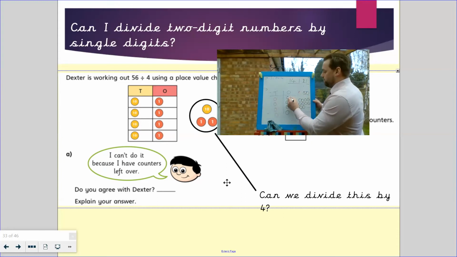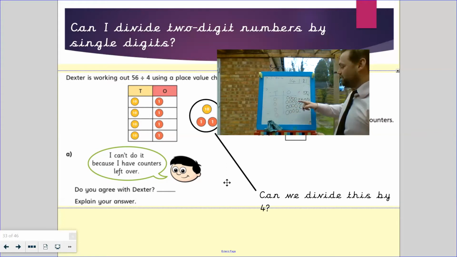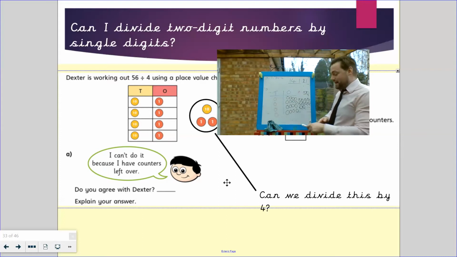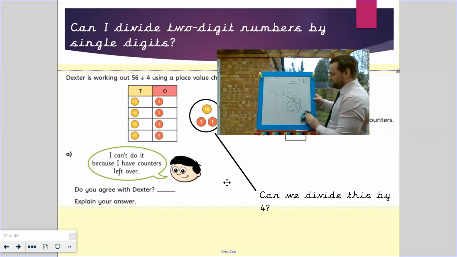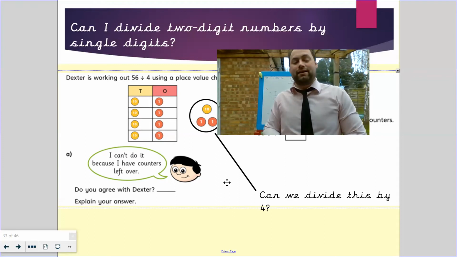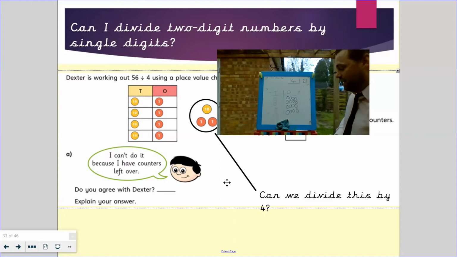Let's say 1, 1, 2, 2, 3, 3, 4, 4, 5, 5, 6, 6, 7, 7, 8, 8, 9, 9, 10, 10, 11, 11, 12, 12. So we've added our 3 in each group. So now we've got no more counters left. So we can actually calculate 56 divided by 4 using this method without any remainders.